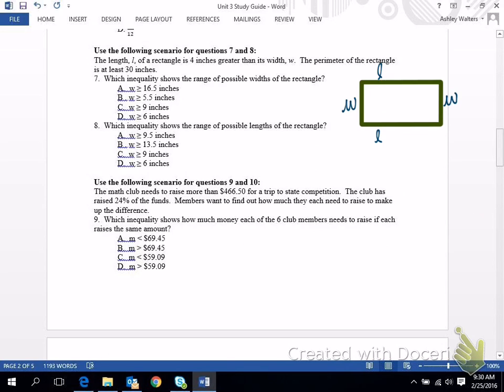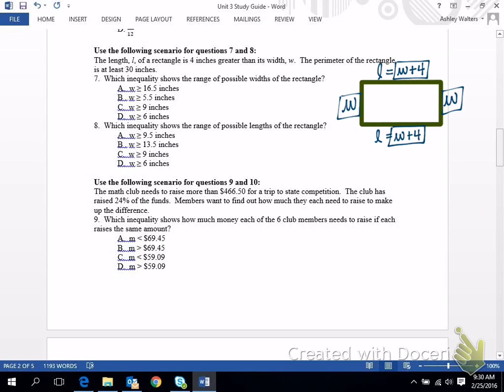And we know some information about the lengths. It says that the length of a rectangle is 4 inches greater than its width. So to get the length, we are looking at the width plus 4. This allows us to look at our problem with only one variable because we're able to compare the length in comparison to its width, and that allows us to only look at the variable w instead of L and W.